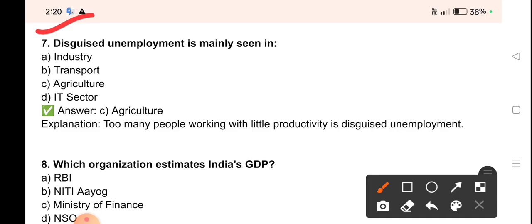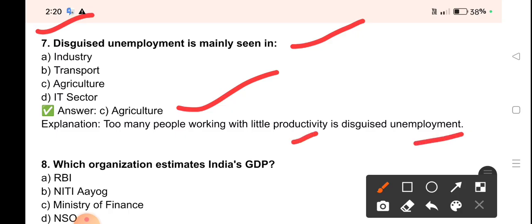Disguised unemployment is mainly seen in agriculture. Unemployment is mostly seen in the agriculture sector. Too many people working with little productivity is disguised unemployment.